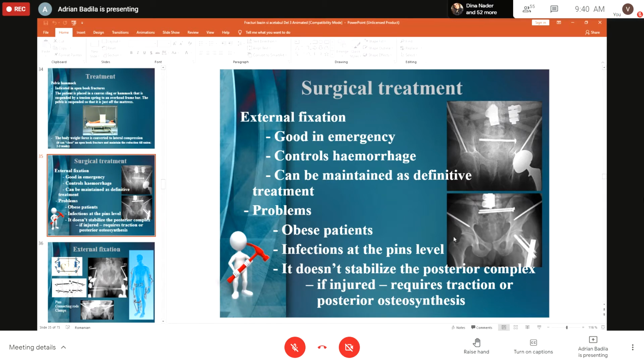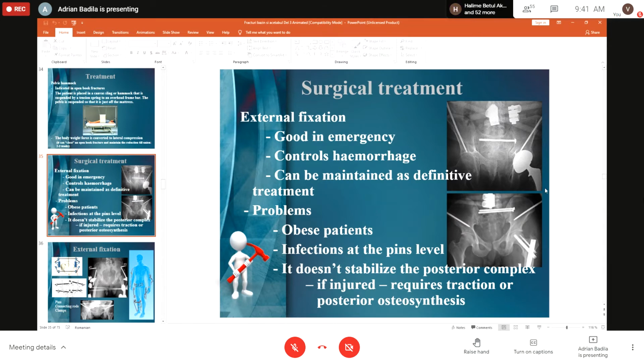And we have these 2 images with external fixators, so the rods, the connectors, and the bars, but we have also 2 screws in the back in order to fix the posterior complex, a fracture at this level of the iliac wing. So here we have a combination, an external fixator with posterior fixations by screws.